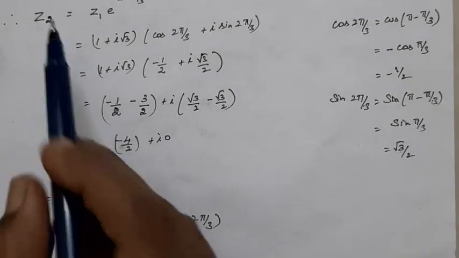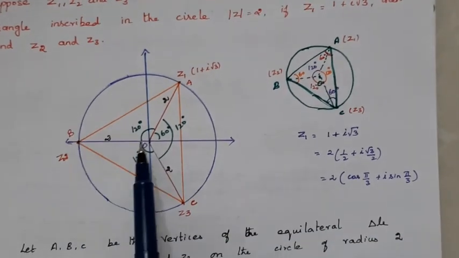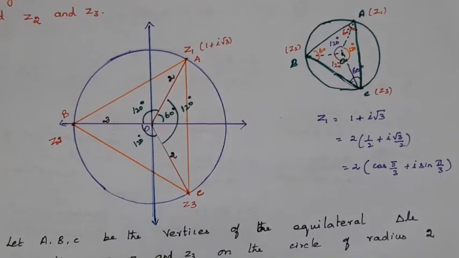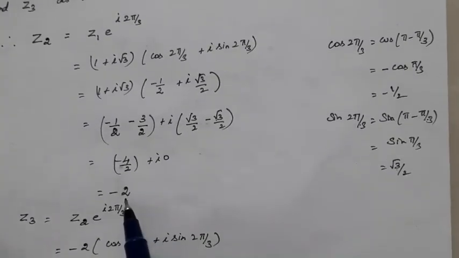So, what is Z2? Z2 is minus 2. According to the figure also, we have marked Z2 exactly on the negative real axis, and then we got Z2 as minus 2. Okay.